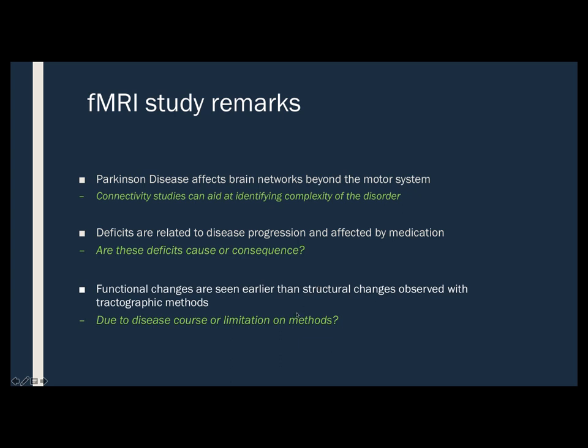And then it would be good to see whether the functional changes are preceding or following structural changes, for example, in tractography. And then the second question, if we are doing this type of studies, is whether these limitations are due to the progression of the disease or limitations in the methods. We just need to remember when we do a study, especially structural DTI, if we don't see something, it doesn't mean that it's not there, right? We need to be aware of what the limitations are in the methods that we are using.